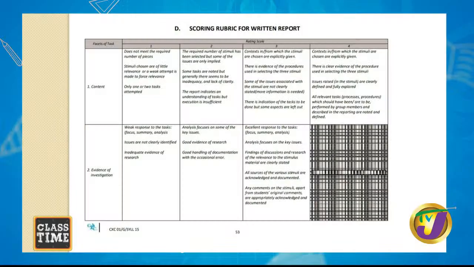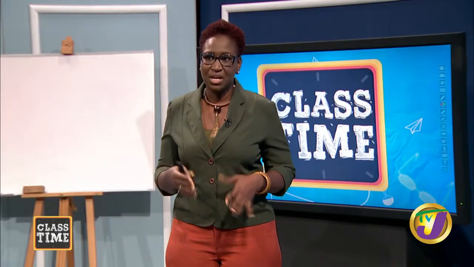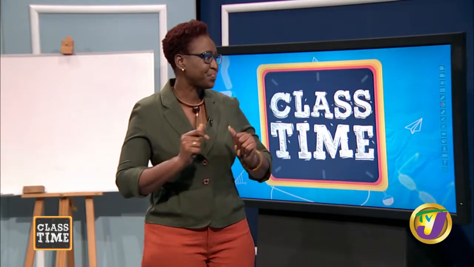The next thing you're marked for, evidence of investigation. So for this, it's marked out of 3. For the total of 3, you would need to give an excellent response to the tasks. These are they. So the analysis focuses on key issues. So when you are analyzing each piece, you did not stray, you did not go off on a tangent, you stayed on point.